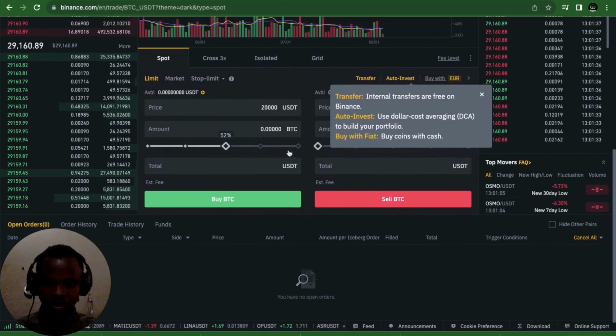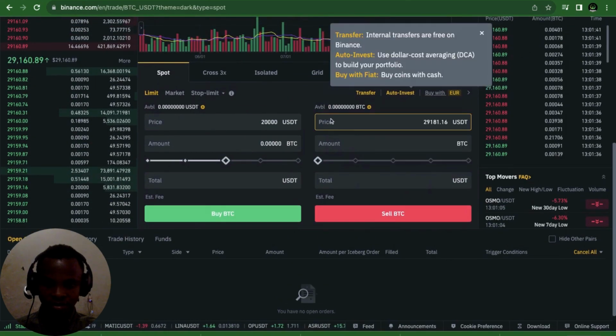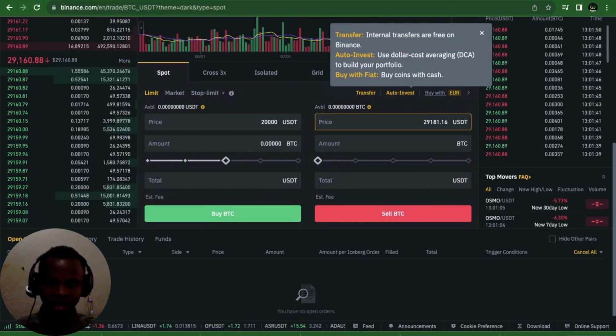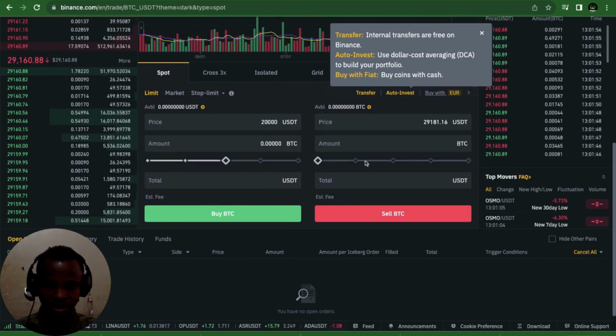The same thing happens if you want to sell. You can also use the same method to sell. You can place a limit order that you want to sell BTC at $35,000. So whenever the market gets to that price, the market will automatically sell for you. You fill in the amount, and you can also use this option to select the amount, and then click on sell.